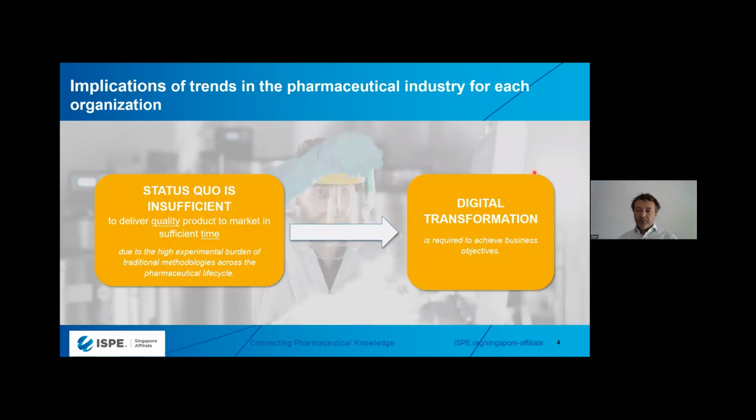So some of the key implications of the trends I just mentioned is that if you continue to do things in a very data-driven approach, doing lots of experiments in the lab, lots of experiments at a pilot scale, maybe another pilot scale, then several trials at manufacturing scale, it takes too long and it's quite costly.